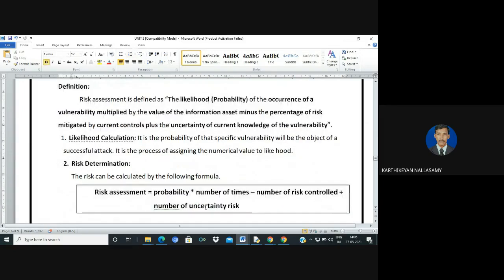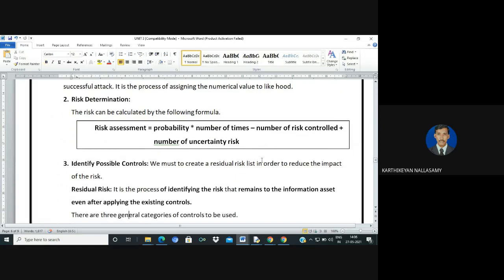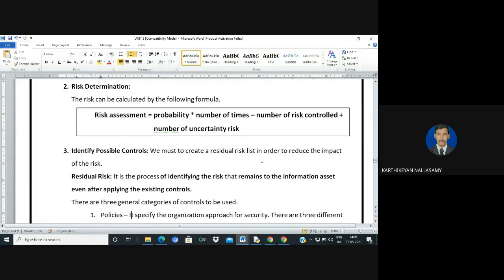It is the probability multiplied by the number of times, minus the number of risks controlled, plus the number of risks as uncertainty, which is still not controlled. So this is probability based. The first step is to calculate the likelihood value, that means we identify the numerical value. Then we determine the amount of the risk. Then we prioritize the risk and try to identify the impact. In that, we must know what residual risk is.